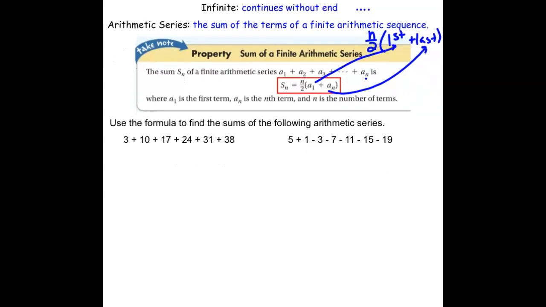So the things we have to know: how many terms do we have in our series, and what is the first and last one? We're going to use the formula to find the sums of these instead of using a calculator to add them up. We're going to practice using this formula.